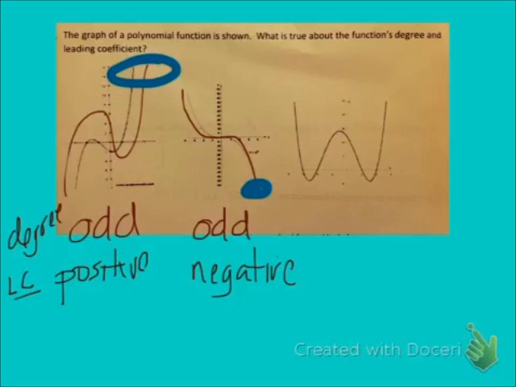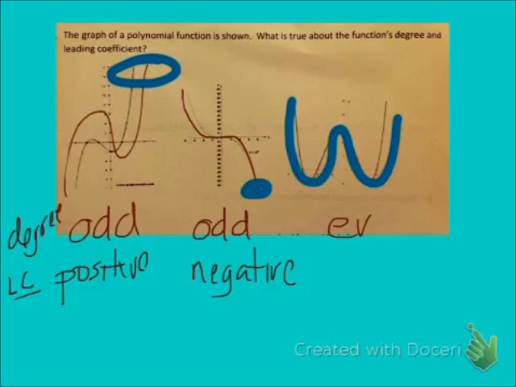Now this next one makes some kind of W. When you have that W, please keep in mind that would be a degree that is even, because it opens up, it would be with a positive leading coefficient. So the question on your test, they're going to give you a graph and they're going to ask you, what would it do? Would it be odd, even, positive, negative? That's what you're going to have to determine.